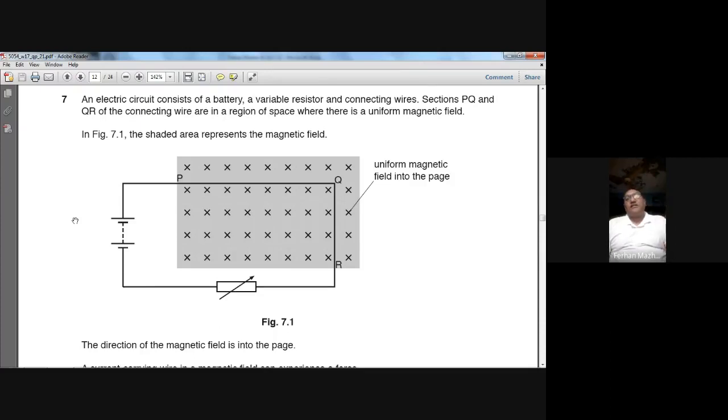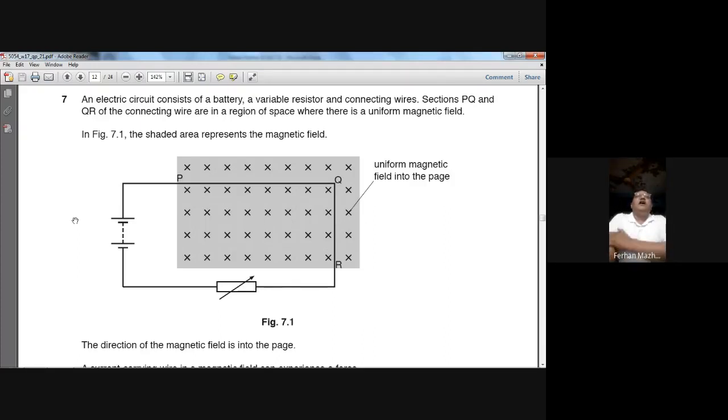The current is coming from the positive of the batteries. From the QR, the current will be going towards the bottom of the page. So use the left hand rule. Stretch your fingers, F, M, C. Magnetic field is into the page. The current is going downward. My thumb is pointing to the right of the page.